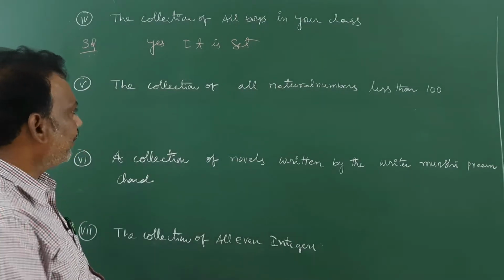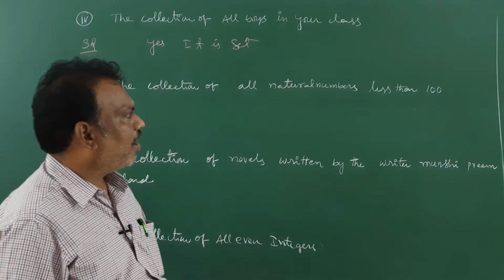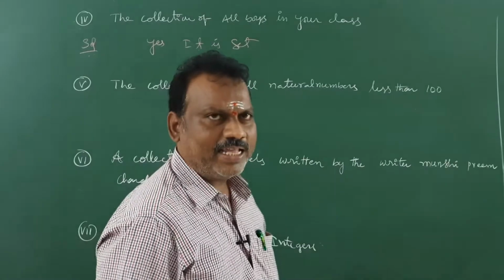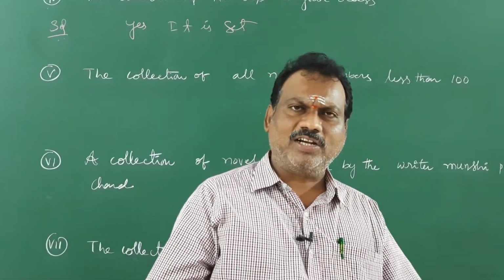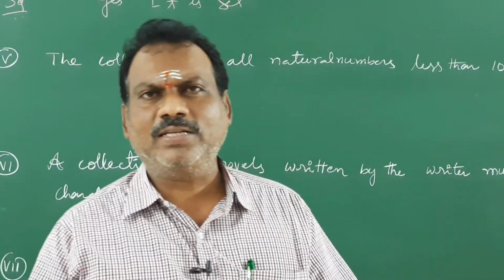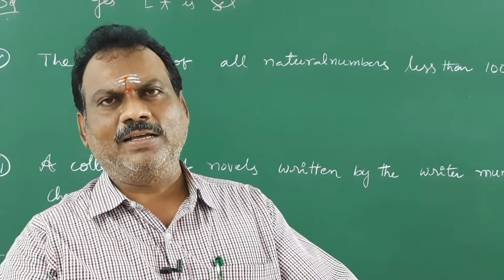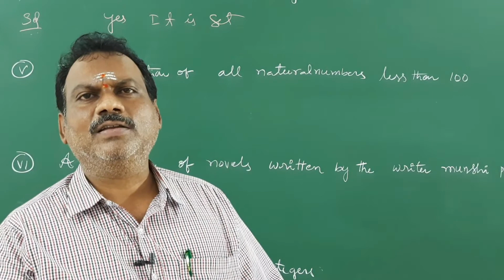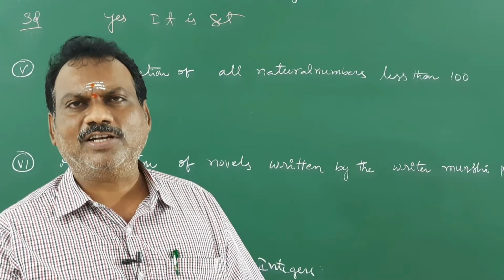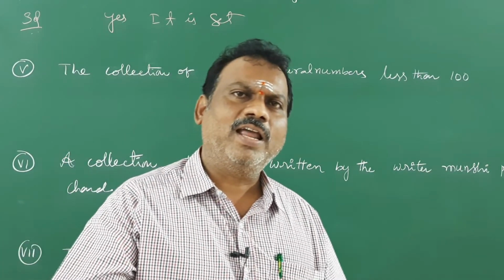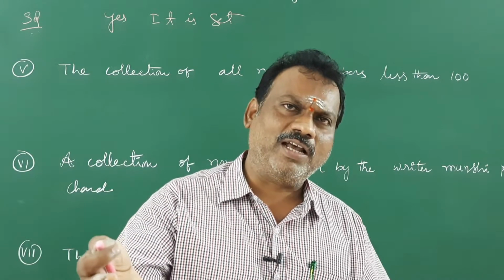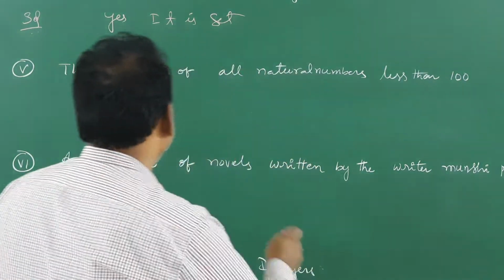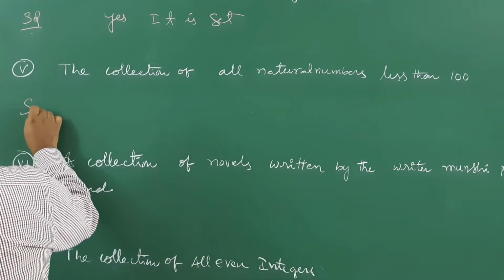Now come to the fifth question. The collection of all natural numbers less than 100. Yes, it is well defined. Natural numbers, since you know, are the numbers which are used for counting, and they are asking less than 100. Less than 100, we have 99 natural numbers, starting with 1, ending with 99. It is well defined. Correct or not, students? That's why it is also a set. Yes, it is a set.